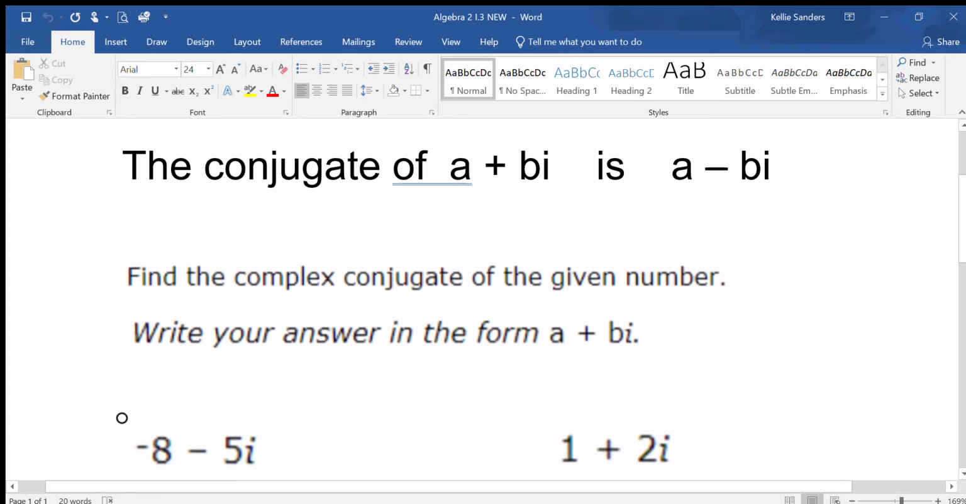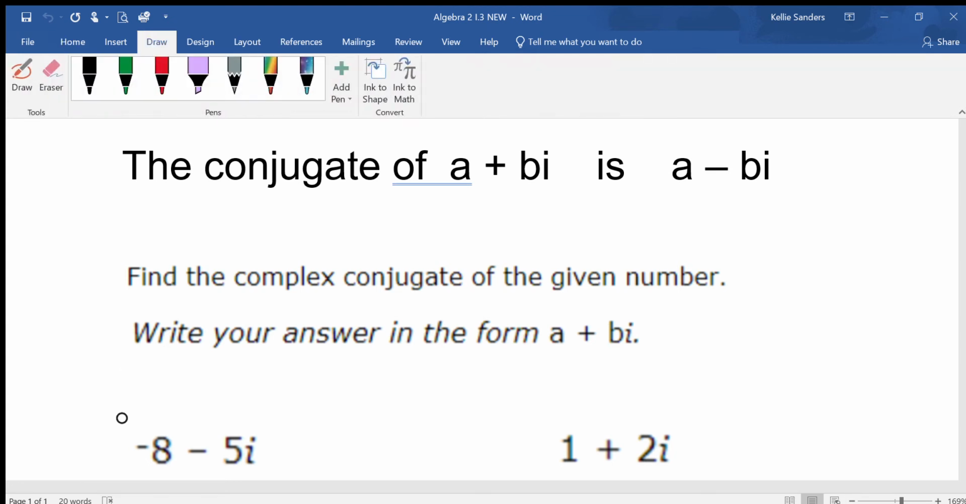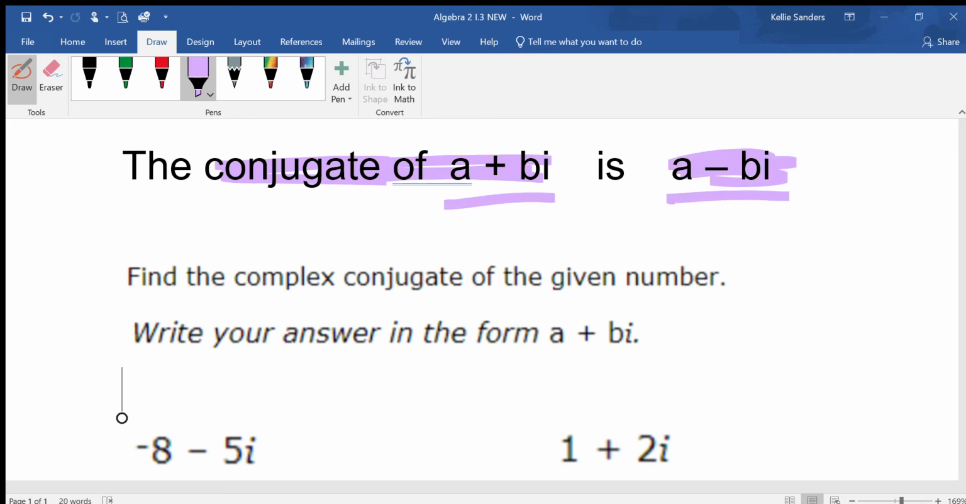The conjugate of a plus bi is a minus bi, okay? Let me repeat that. The conjugate of a plus bi is a minus bi. Well, what's the difference between a plus bi and a minus bi? The signs, okay? So you just switch the sign of the imaginary number. The real number stays whatever it is.